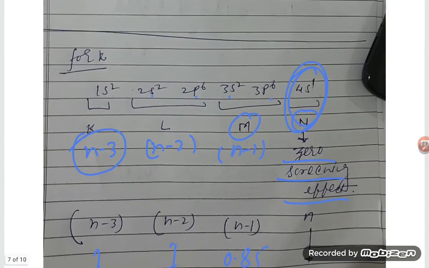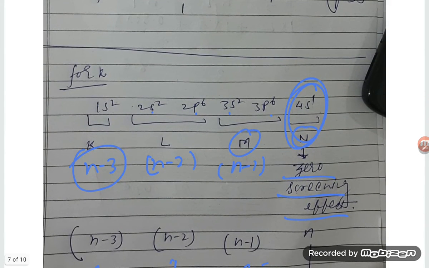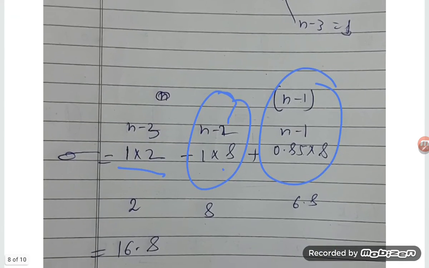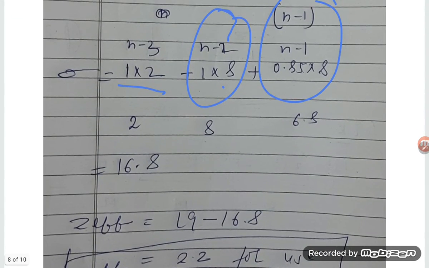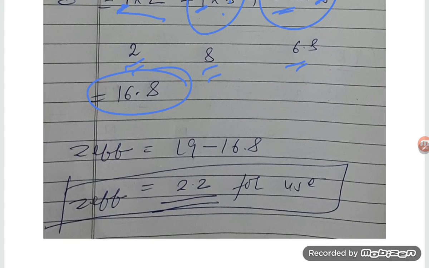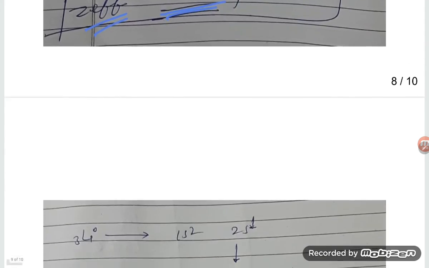You can come out and see, student. How many electrons are there in n minus 1? 3s2 3p6, that is 8 electrons. Here is 8 electrons. Here is 2 electrons. If you calculate, how much comes, student? 2, 8 and 8. If you multiply 2 electrons by 1, according to Slater's rule 1, and 8 electrons also 1, and 8 electrons by 0.85, it comes to 16.8. So Z effective is equal to 19 minus 16.8. So Z effective comes to 2.2.